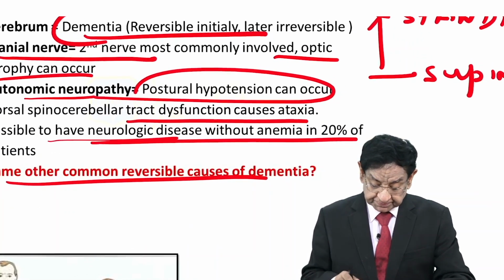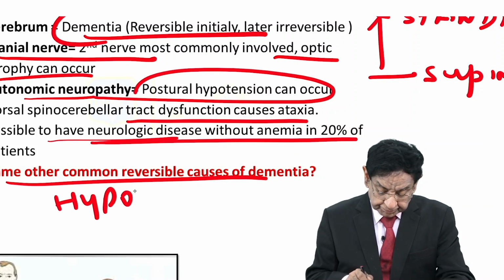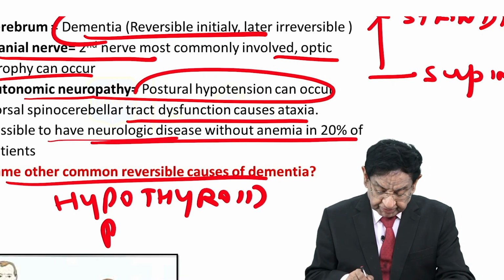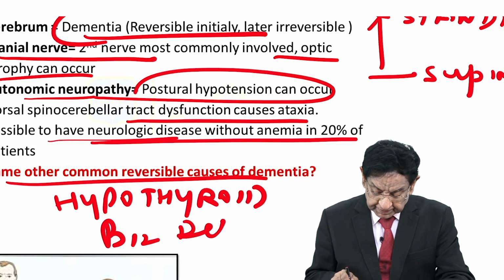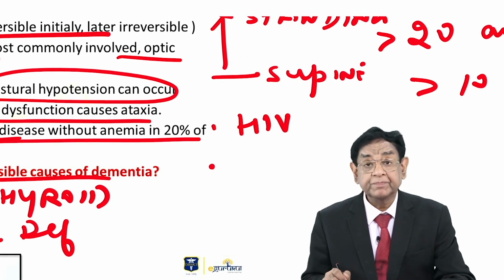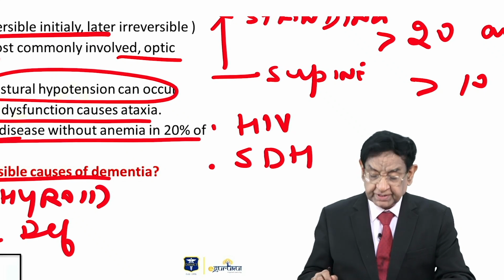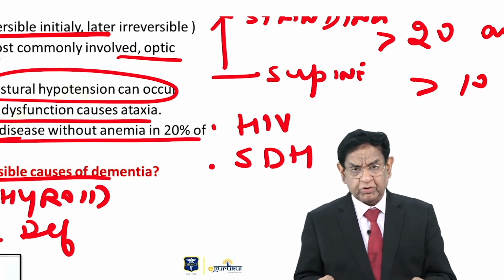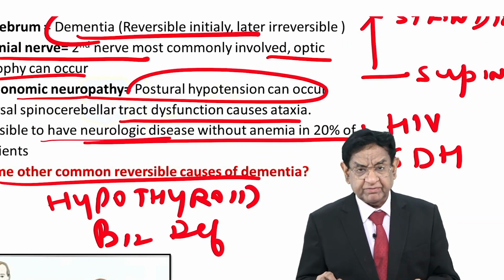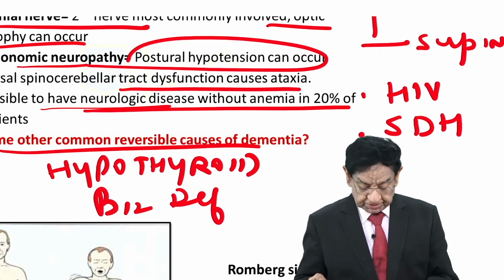Reversible dementia. The answer is hypothyroid, and of course B12 deficiency, HIV, subdural hematoma. Okay, they are the four very, very important causes of reversible dementia. So before we label any patient as Alzheimer's, it is important to rule out these treatable causes.